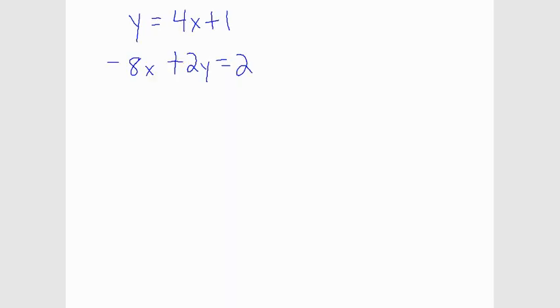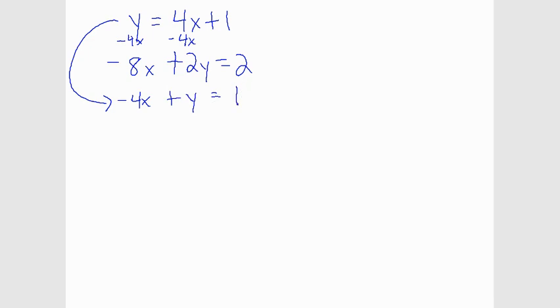Let's go ahead and do this one. Of course, this was our problem where we had infinitely many solutions. So let's see what happens when we do that. I'm going to go ahead and subtract 4x from both sides on this one, and I'm going to move it down here. I get negative 4x plus y equals 1.